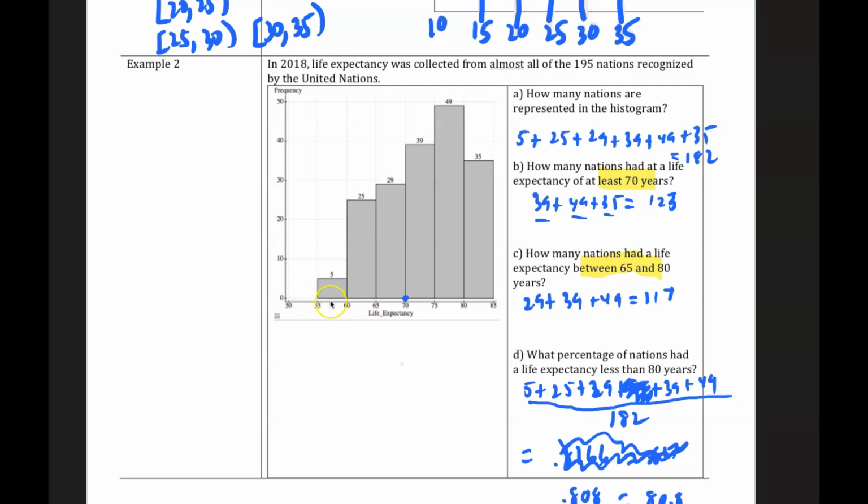What are all the possible values? It looks like some countries go down all the way to 55 up to 85. And then how often do those values occur? You can see those numbers along the top.